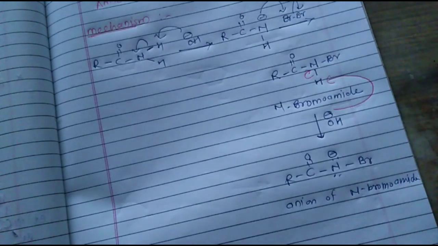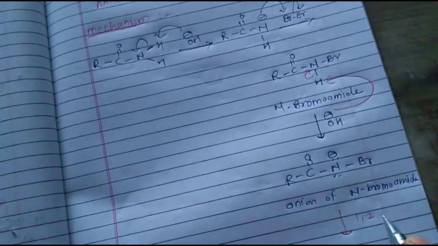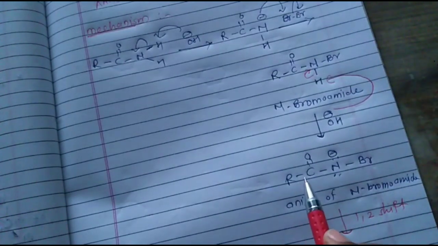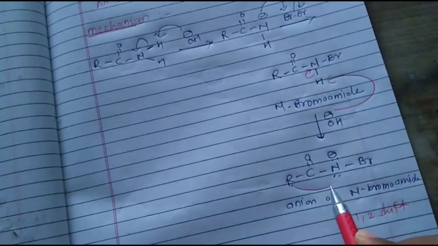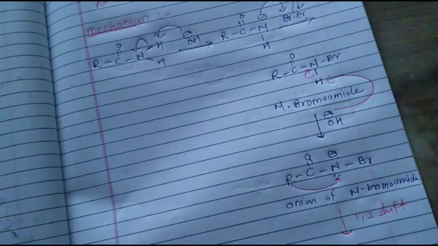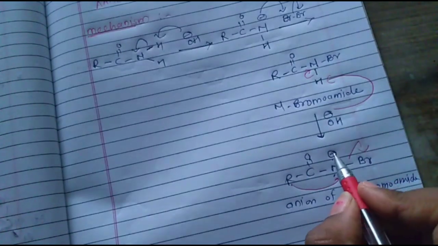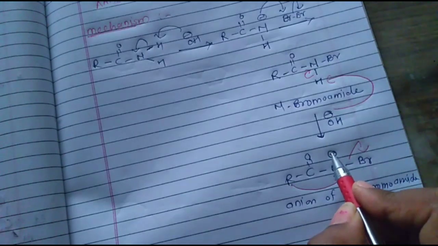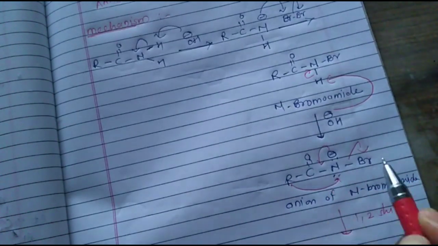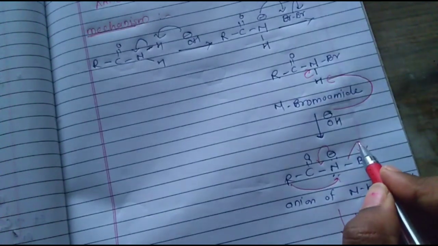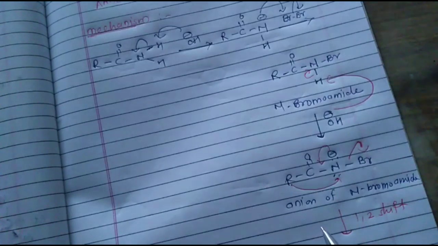At this position, the rearrangement takes place. There is a 1-2 shift. Whenever the R group migrates to this nitrogen, at the same time the Br group gets removed, and the negative charge on the nitrogen shifts to form a carbon-nitrogen double bond. This is the rearrangement. This is called an intramolecular rearrangement or 1-2 shift.